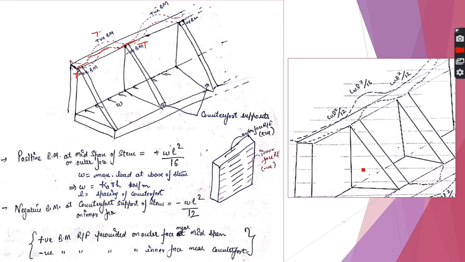Therefore the reinforcements are provided in the horizontal direction along the length, across the height of your stem at specific spacing on the outer face as well as on the inner face. On the outer face we provide reinforcement near the midspan, and on the inner face we provide it near the supports or counterforts. So I hope this concept is clear to you now.